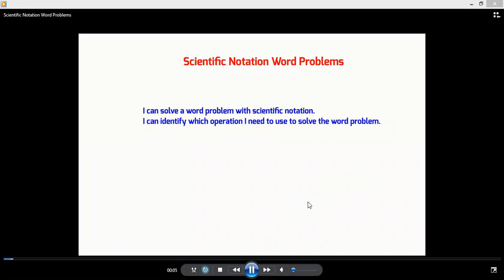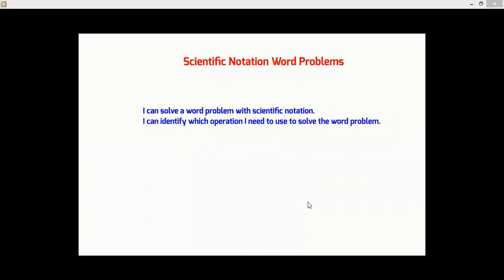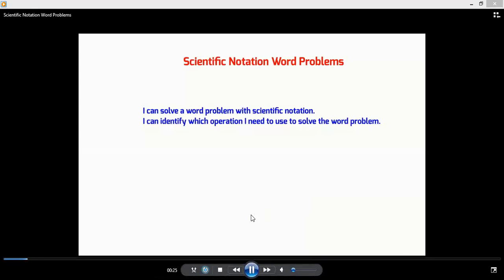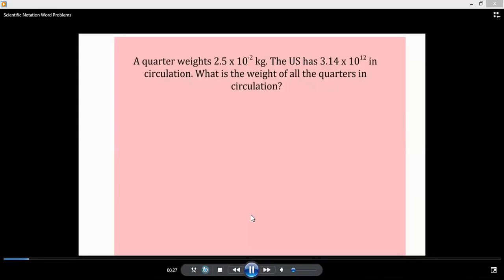Which is talking about scientific notation word problems. In scientific notation word problems, I can solve a word problem with scientific notation. I can identify which operation I need to use to solve the word problem. Once you read the question, you are going to look for the key words, which will help you to find how you are going to solve this question.